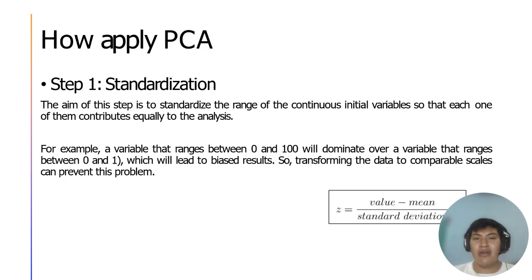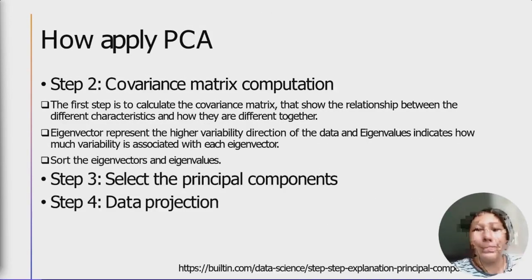So how can we apply PCA? The first step is standardization. Standardization is a process used to transform data into a common scale format, making it easier to compare and analyze different datasets. It involves subtracting the mean, the average of the data, and dividing by the standard deviation. This results in a new set of data with a mean of 0. I will continue talking about how to apply PCA.